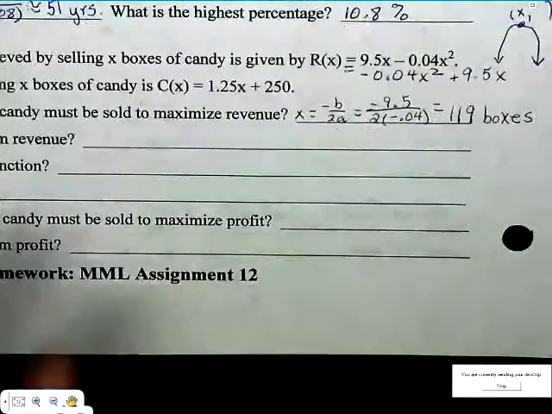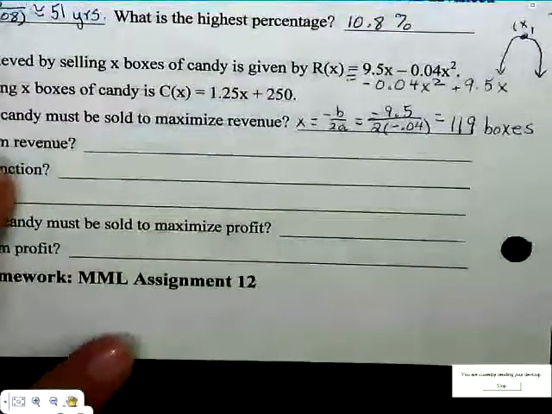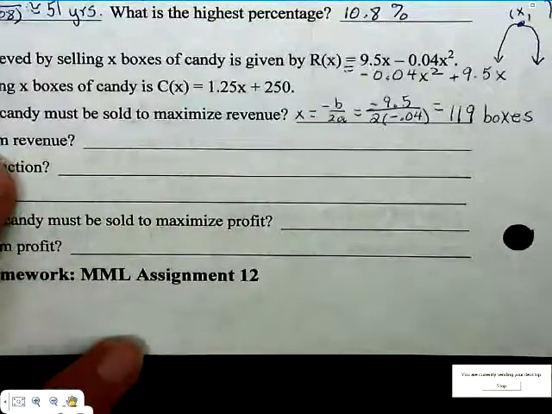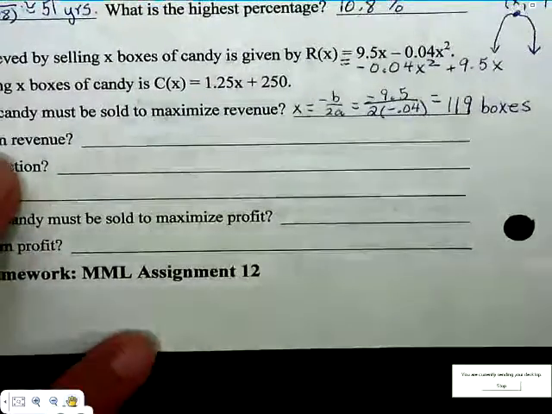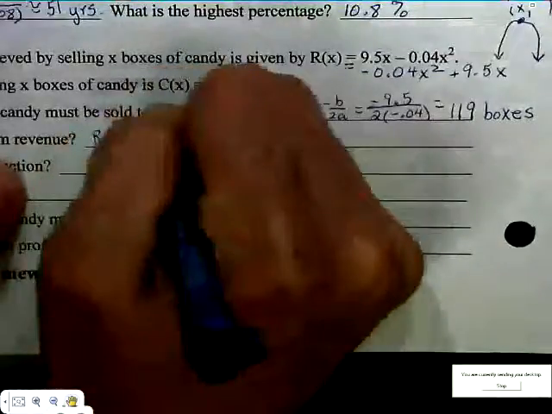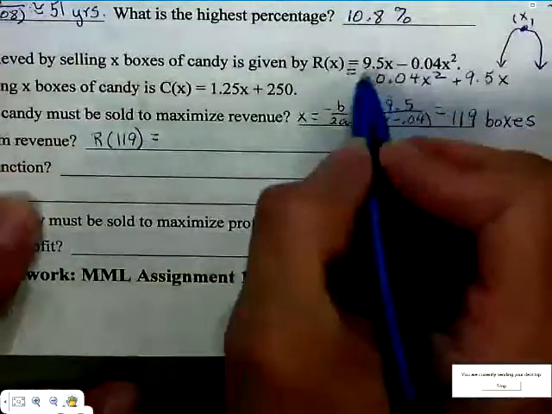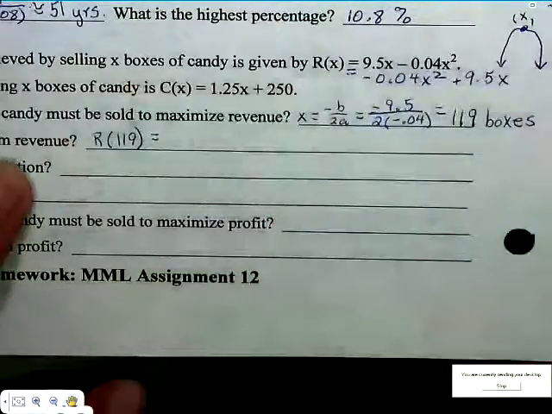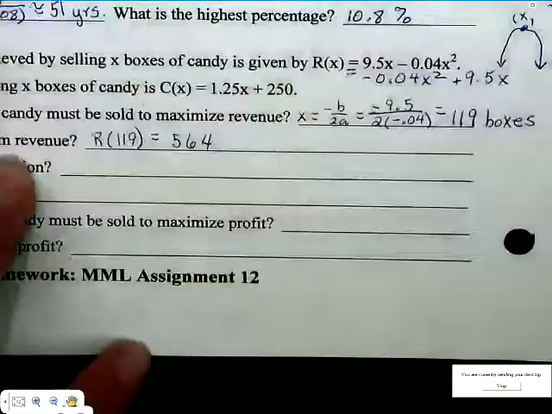All right, that's how many boxes I have to sell in order to maximize my revenue, but how do I find what that maximum revenue actually is? Put the number of boxes into the revenue function. R of 119 means put 119 into the revenue function. Somebody get that for me as fast as you can. 9.5 times 119 minus 0.04 times 119 squared. Just $564 to the nearest whole dollar. Let's just call it about $564.